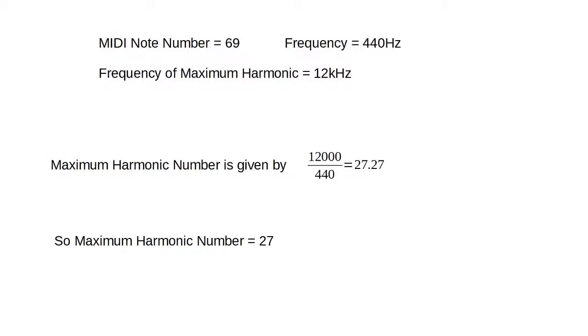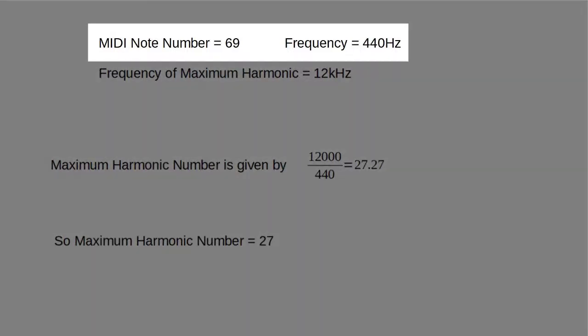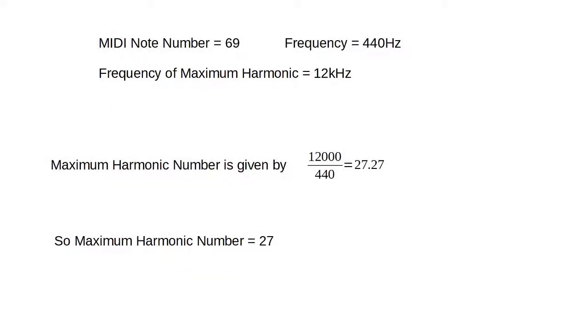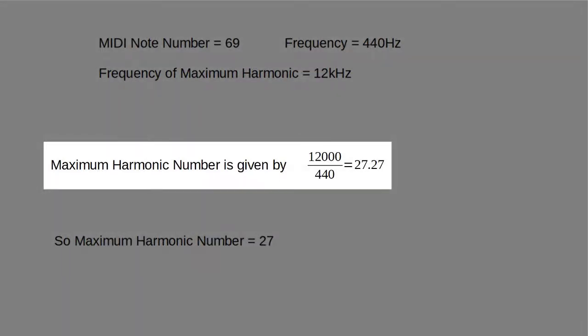So, for example, let us say our note is Concert A, or 440 Hz, which is MIDI note 69. The frequency of the table's maximum harmonic should be no more than 12 kHz. Thus the maximum harmonic included in our table should be 27, given that 12,000 over 440 is 27.27.